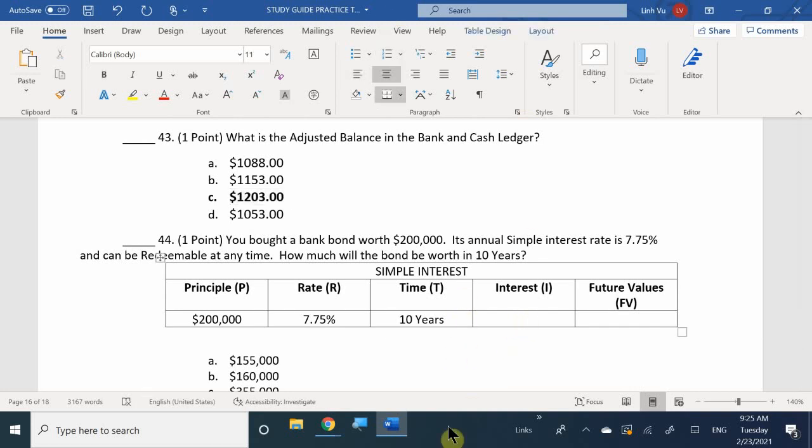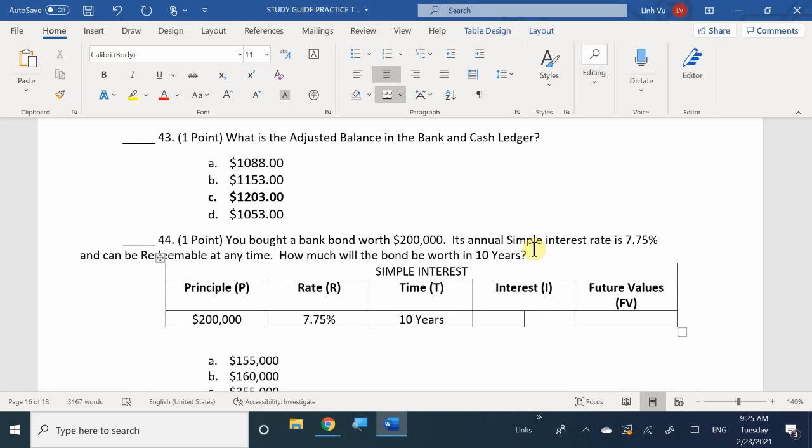So first thing we're going to ask is what particularly is it asking for? Is it asking you to find interest, or is it asking you to find out what the future value is? Future value. So this is exactly what I need you to remember, or at least look for when you're calculating simple interest. You need to read the question carefully. Is it asking you to solve for interest, or for the future value?